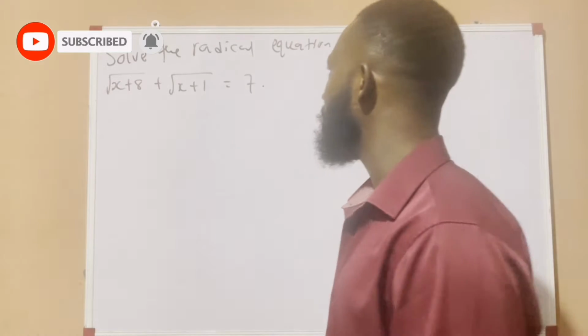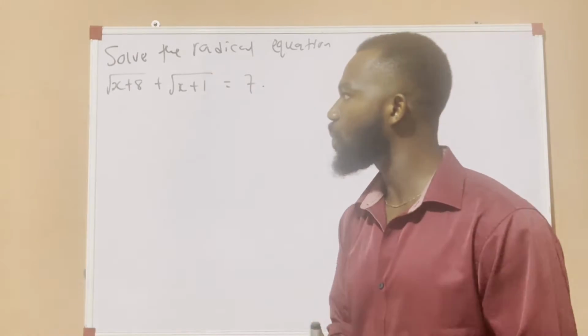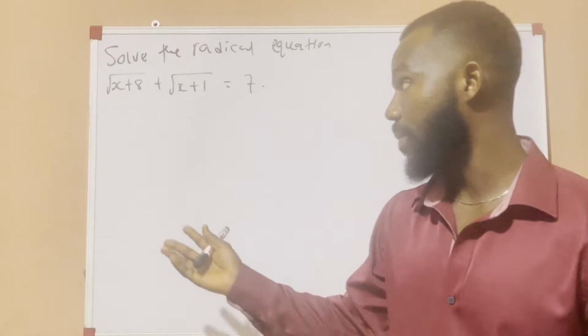Now the question for today says: solve the radical equation, which says root x plus 8 plus root x plus 1 equals 7. Now, how do you solve a problem like this?